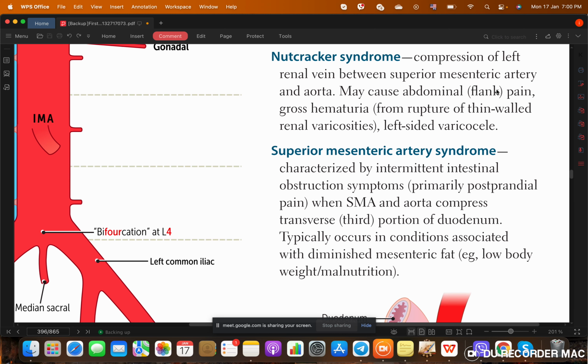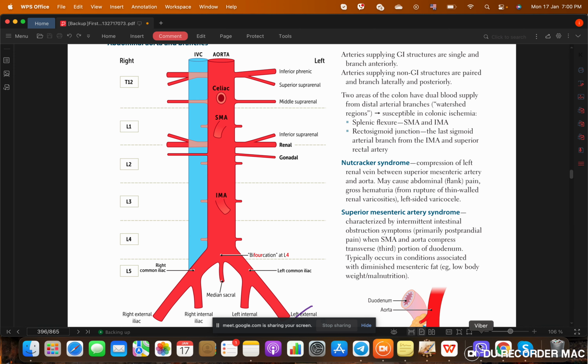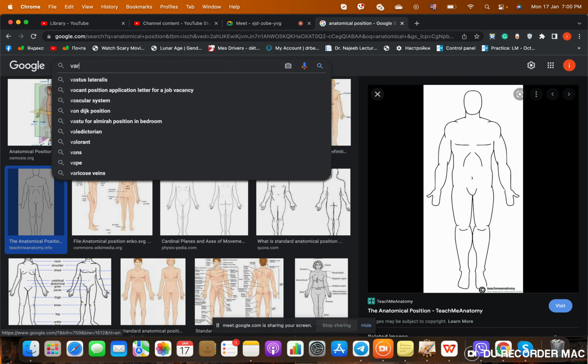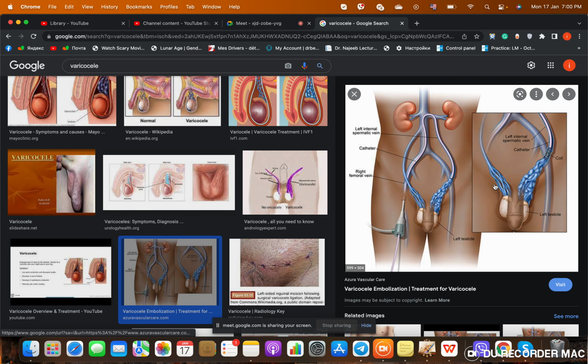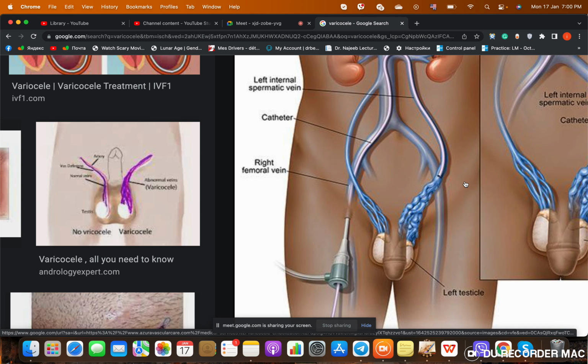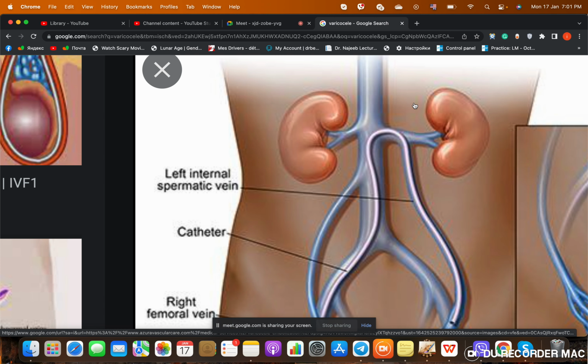So it may cause abdominal or flank pain and gross hematuria from rupture of thin-walled renal varicosities. Left renal varicocele. Let's try to understand why we have a left renal varicocele. I hope you remember, where does the left gonadal vein drain to? Yes, absolutely correct. So as you can see, this is the gonadal vein, and this is draining to the left renal vein. So let's imagine that this gets compressed. I mean, because of this.